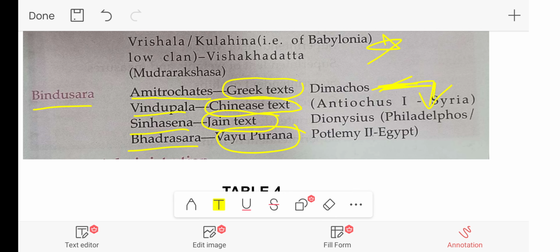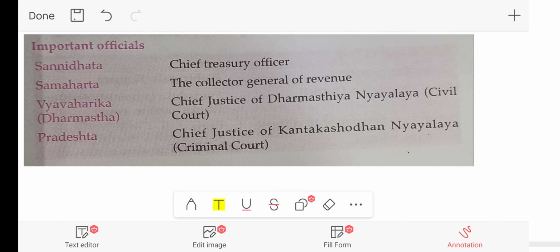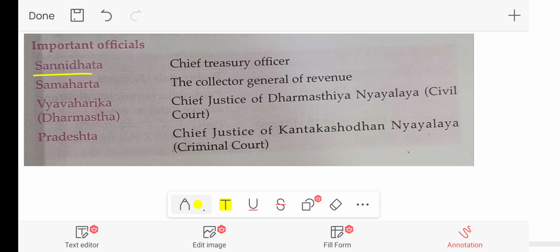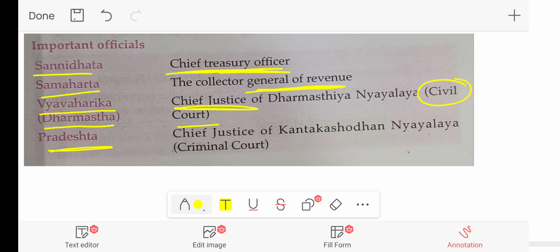In table 4, we'll read about important officials and what they mean. So Sanidhata. Sanidhata means Chief Treasury Officer. Samharta means the Collector General of Revenue. Next, Vyavaharika, also known as Dharmashatha. So Vyavaharika was the Chief Justice of Dharmasatya Nyayalaya, and that is civil court. Next and last, Pradesha. He was the Chief Justice of Kantaka Shodhan Nyayalaya, that is criminal court.